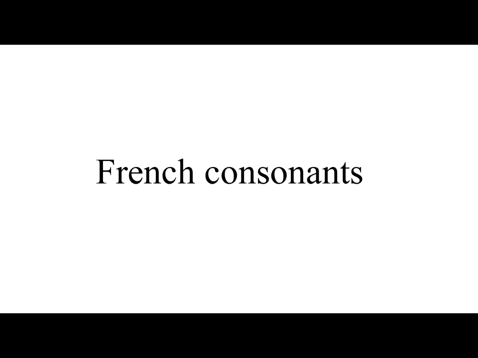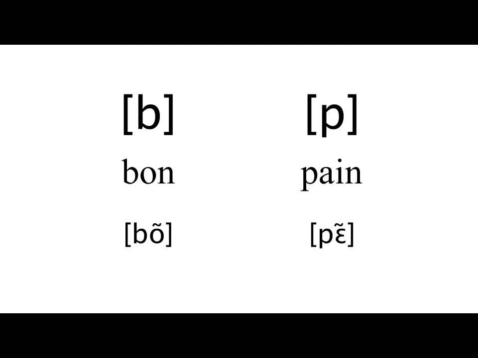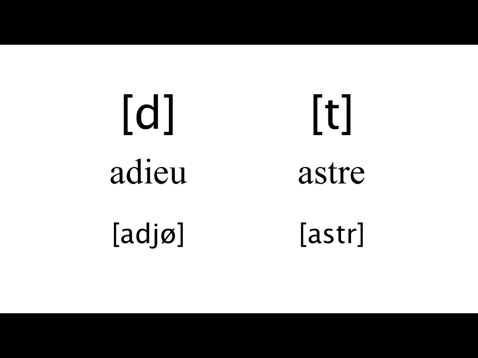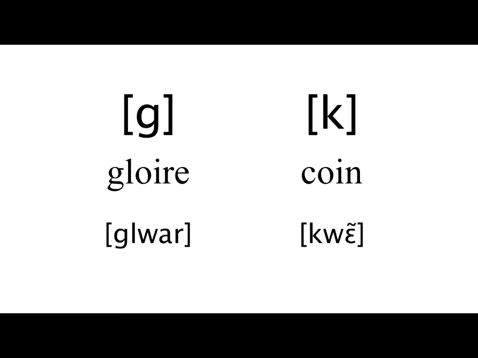Let's begin with the short or plosive consonants. The first pair of consonants is b and p, used in bon and pain. Next we come to d and t, used in adieu and astre. On to the g and k sounds, used in gloire and coin.